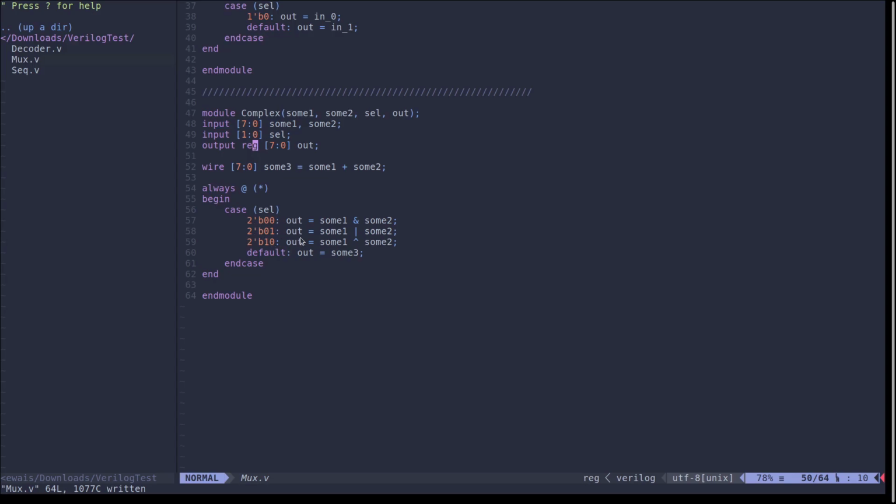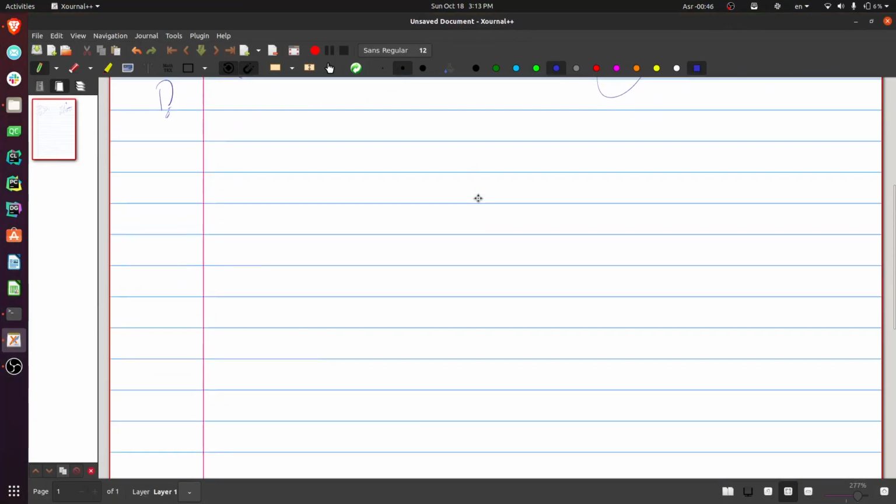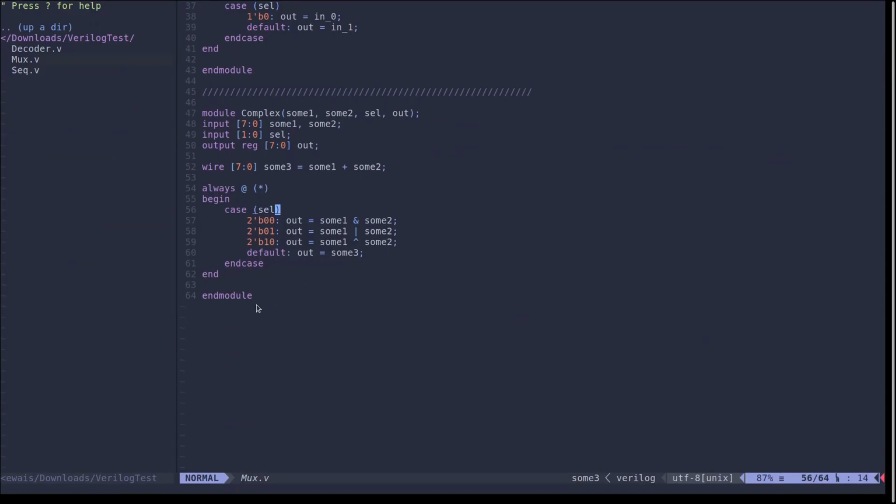If you're confused about how this will be synthesized, let's go back and draw it again. Okay, so to describe this complex signal, let's first say that we have 2 inputs. Each input is 8 bits. We have a select that is 2 bits, which means it will be selecting one of 4 things, and then the output is also 8 bits.